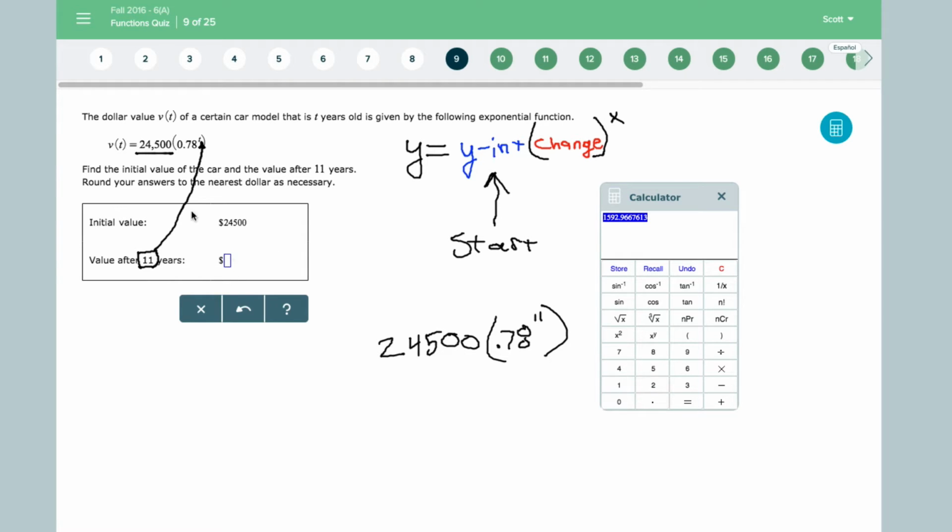So how much is that? Well, I want to round my answer to the nearest dollar. So I've got 1593. Oh, 1593, not 73. 1593. And that's my answer.